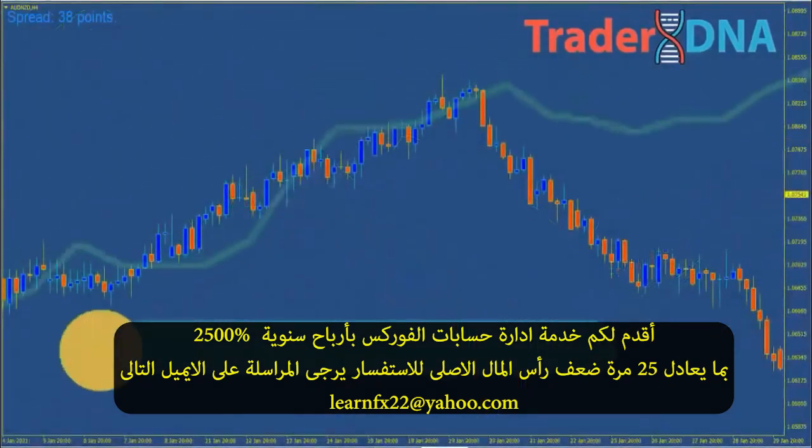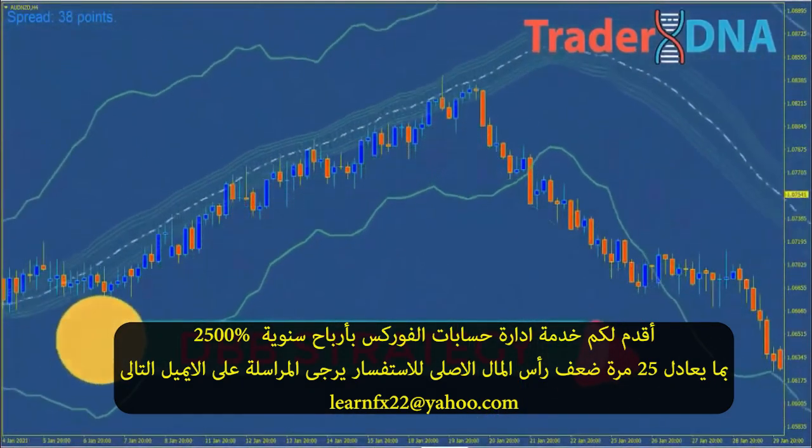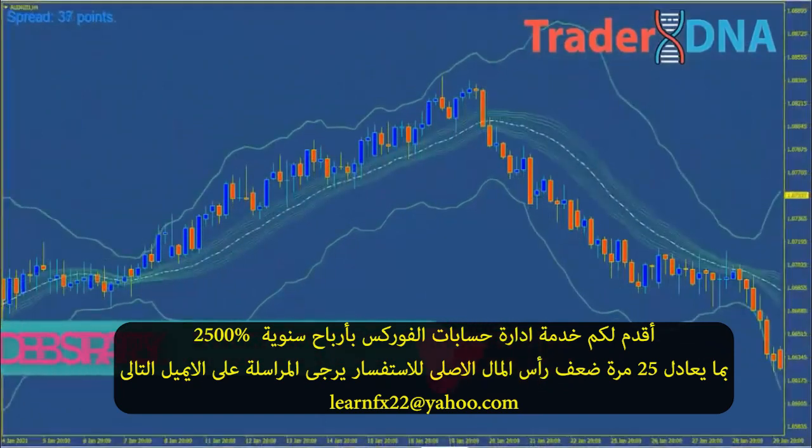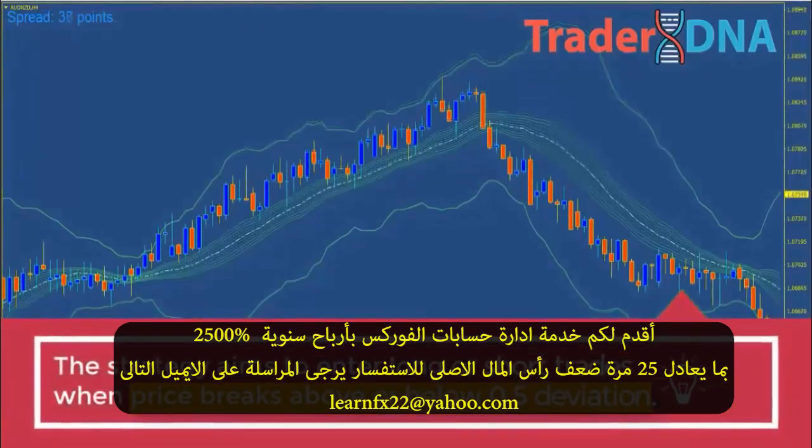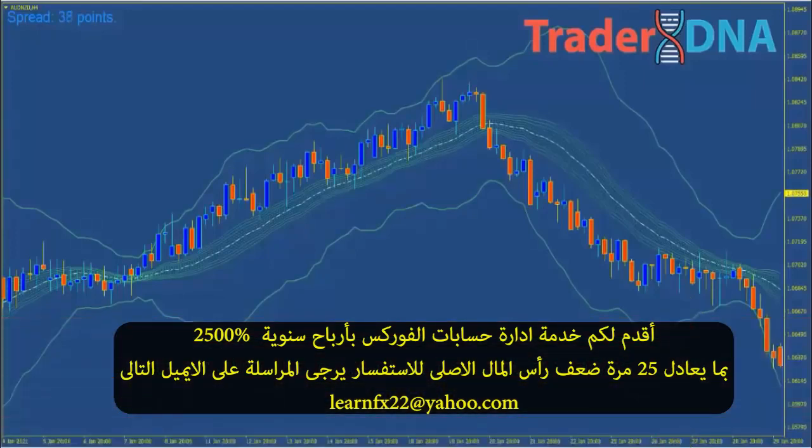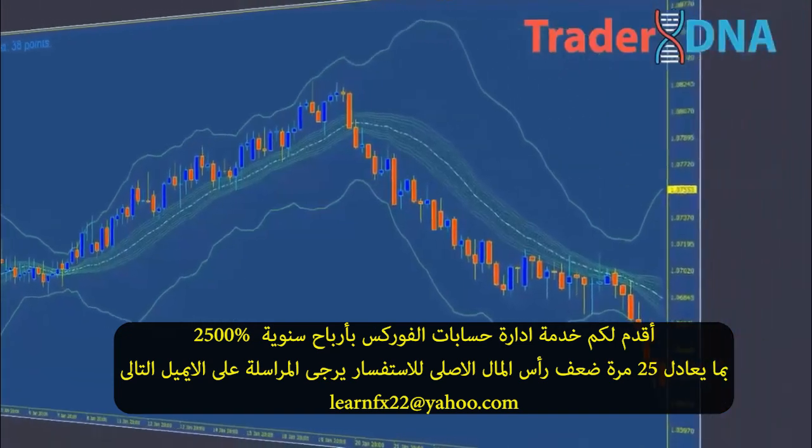What is a double Bollinger Band strategy? The double Bollinger Band strategy makes use of two Bollinger Bands in order to filter entries and exits in the market. The strategy aims to enter long or short trades when price breaks above or below 0.5 deviation. The strategy can be applied to ranging markets as a breakout strategy or when assessing the momentum or slowdown of an existing trend.